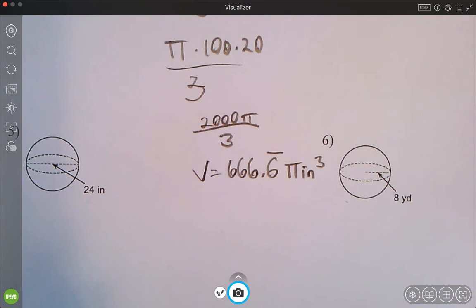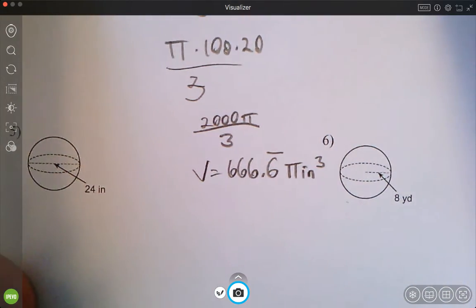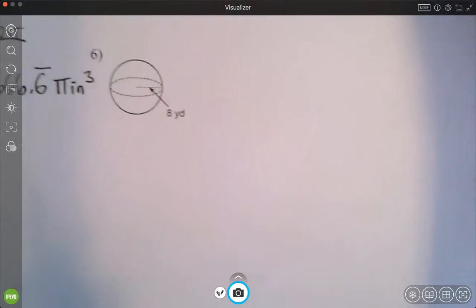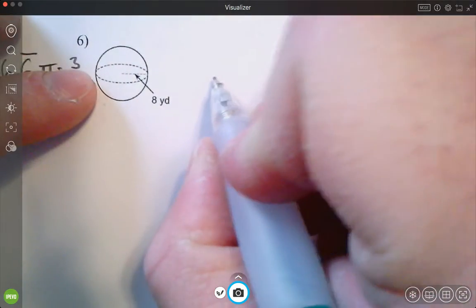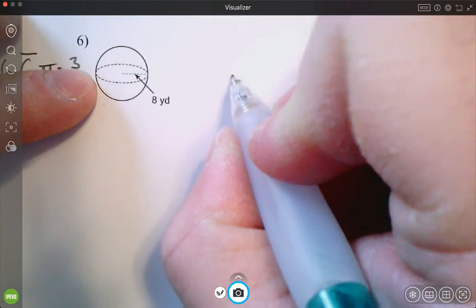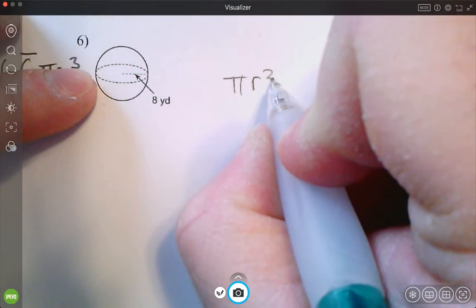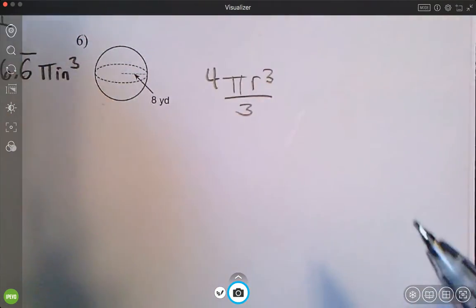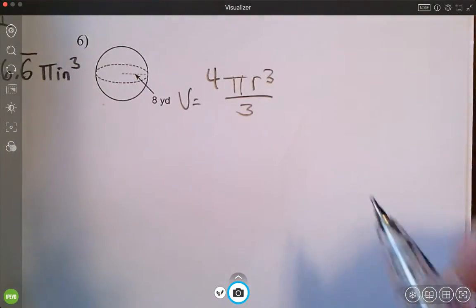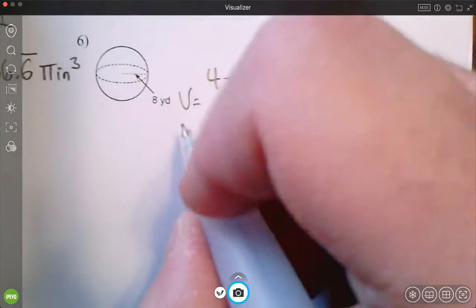All right, so one more. I'll give you the answers for 1, 4, and 5 as well, just so you can check your work. So number 6, let's go for it. We've got a totally different formula here. It's 4 pi r cubed divided by 3, with the 4 on the outside for this formula. With this one, again, I'm going to use 3.14.